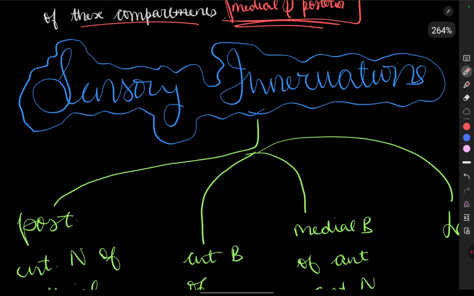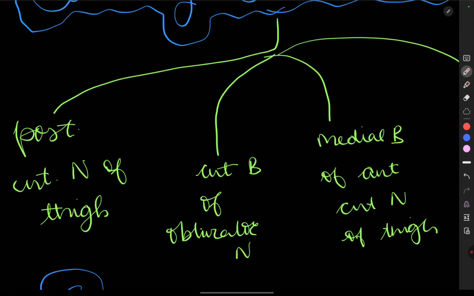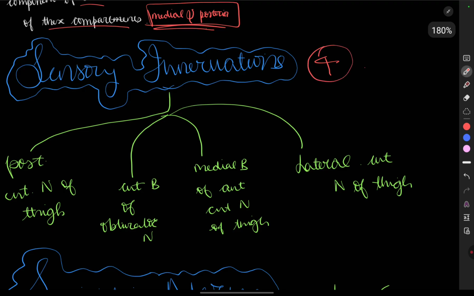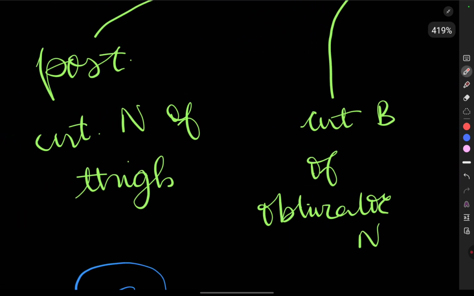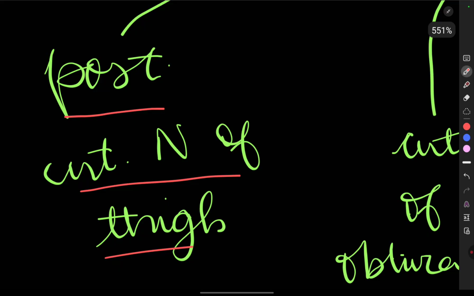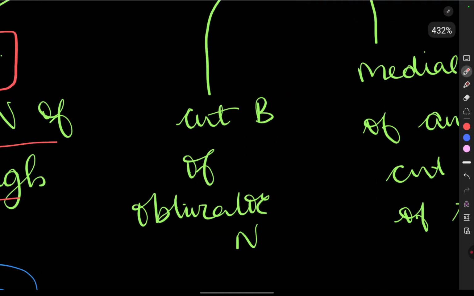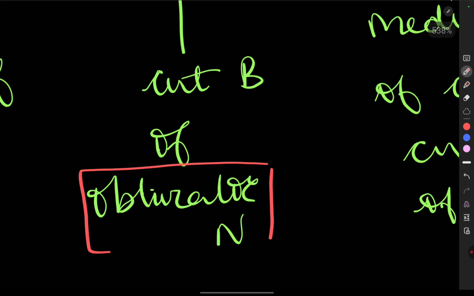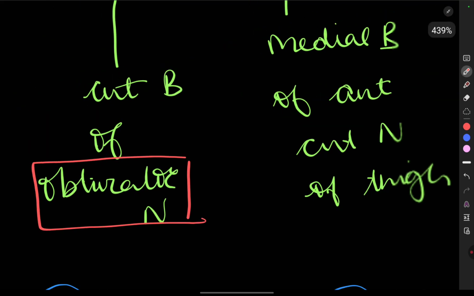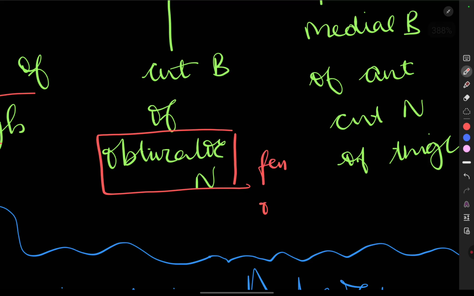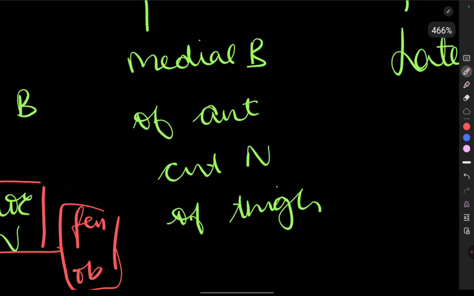Now what are the sensory innervations of the back of the thigh? There are four, remember there are four nerve innervations. One is the posterior cutaneous nerve of thigh. Of course, we're studying the posterior compartment, so it is obvious that it is supplied by the posterior cutaneous nerve of thigh. Then the cutaneous branch of the obturator nerve. We know that the femoral nerve and the obturator nerve come from the same root in the lumbar plexus. We have already completed the lumbar plexus in a very easy way. I'll link it down in the description. Please check it out.